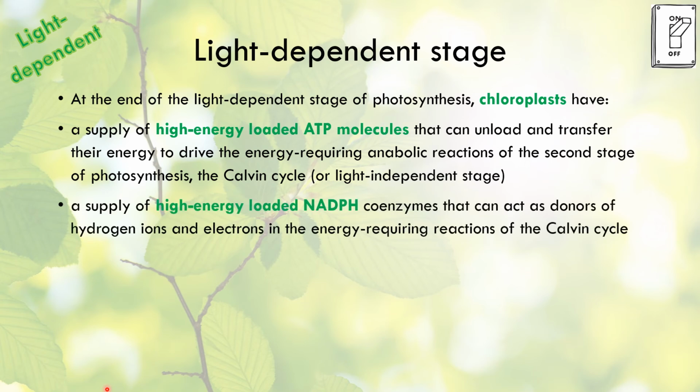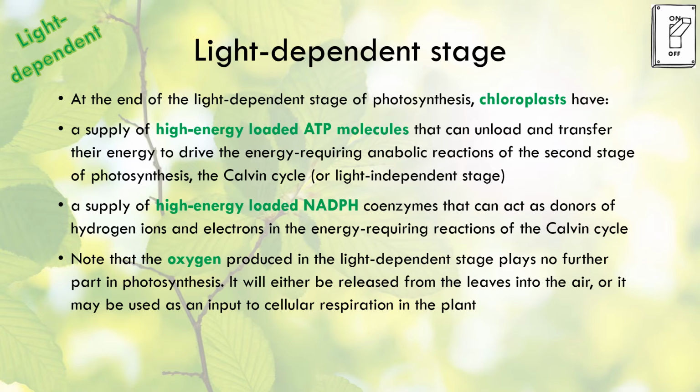We also have a high-energy loaded NADPH coenzyme, and again, unstable if it's left for too long, that can act as a donor of hydrogen ions and electrons in the energy-requiring reactions of the Calvin cycle. So we've got two products loaded with energy coming out of here, ATP and NADPH.